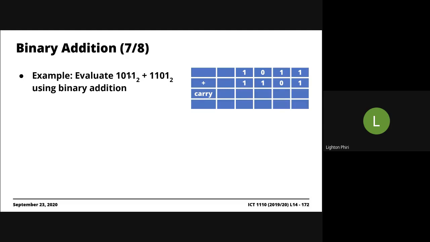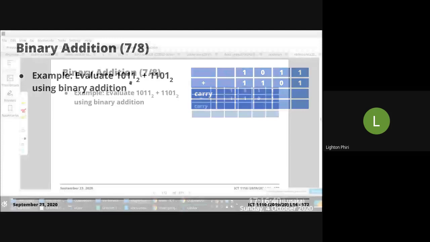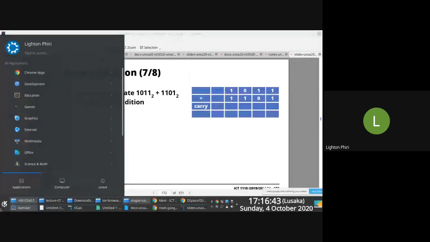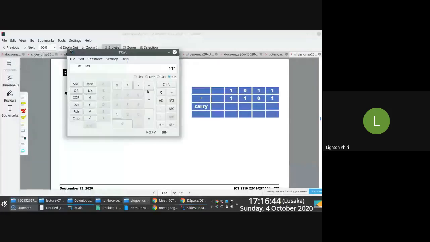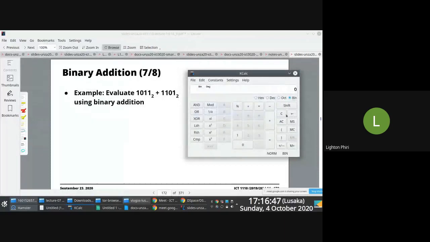Yes? Isn't this 11? Am I on my own here? Fine, we'll use a calculator. I know. Yeah, well, we don't know. I'll use a calculator. 1011. Can I finish? 1011 converted to decimal is 11. 1101 converted to decimal is 13.